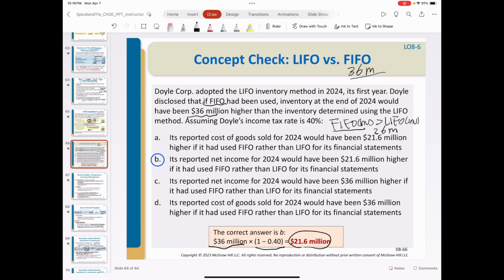FIFO has greater inventory value than LIFO. But LIFO will report a greater cost of goods sold than FIFO. Because of the higher cost of goods sold for LIFO, FIFO will report a greater income before tax than LIFO. The difference is 36. The net income difference is this multiplied by 1 minus the effective tax rate.